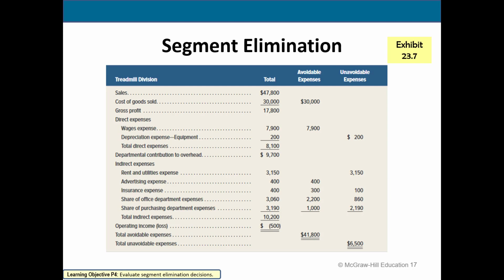So we need to know how much of that is avoidable or eliminated if we decide to eliminate the treadmill division. So a segment is a candidate for elimination if its revenues are less than the avoidable cost. This shows that if we eliminate the treadmill division, we will avoid total cost of $41,800. The last column shows the unavoidable expenses.